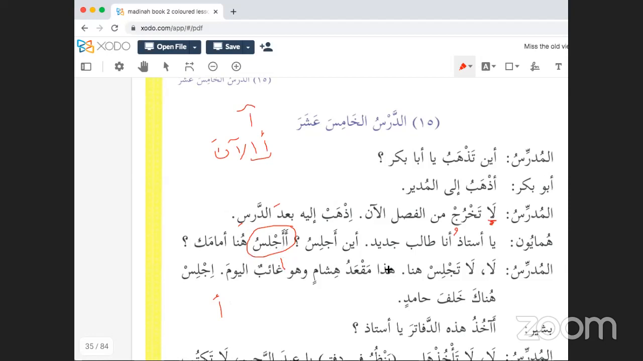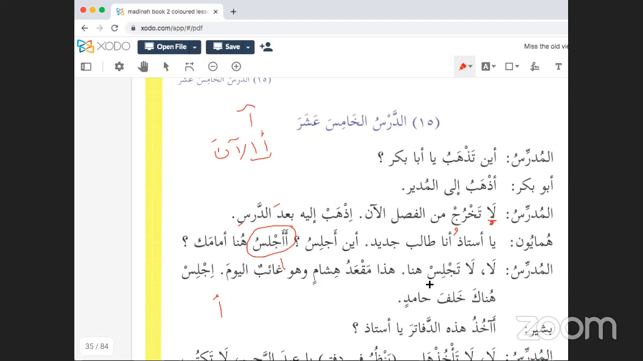أجلس هنا أمامك. طيب. Then the Mudarris replies, لا تجلس هنا. هذا مقعد هشام وهو غائب اليوم. اجلس هناك خلف حامد.